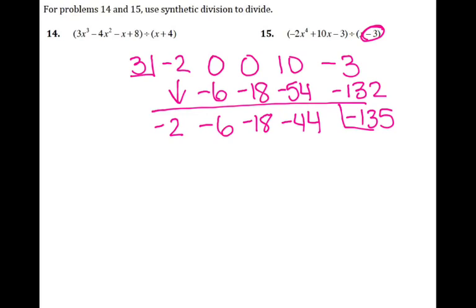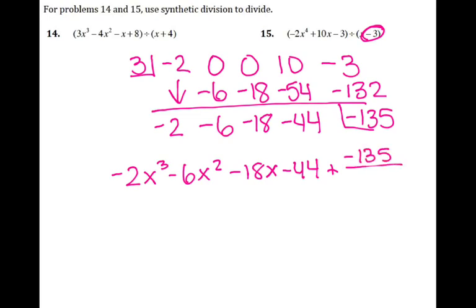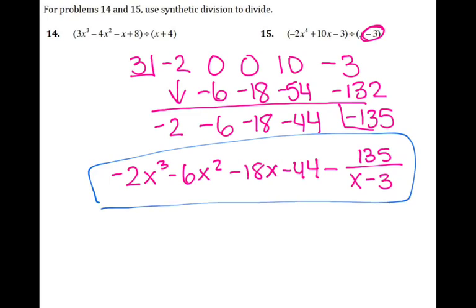To write my final answer, since I started with an x to the fourth in my original problem, my answer is going to start with 1 degree lower, so x cubed. So I have negative 2x cubed minus 6x squared minus 18x minus 44 plus negative 135 over what I divided by, which was x minus 3. Now you're more than welcome to write this as just minus instead of the plus negative. It means the same thing. And there's our answer for the synthetic division.